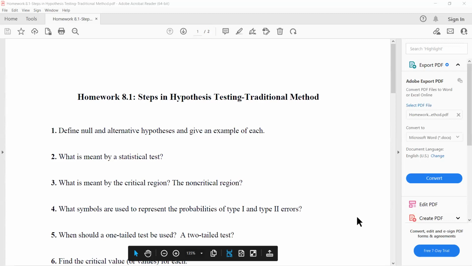So the second question says, what is meant, and I'll share the screen in a minute. It says, what is meant by a statistical test? In other words, we're defining what a statistical test is. This is what the null and the alternative hypotheses are for. We're testing something, right? So let's look at the notes and see what a statistical test means. So we're going to go here. And it says, go over here.